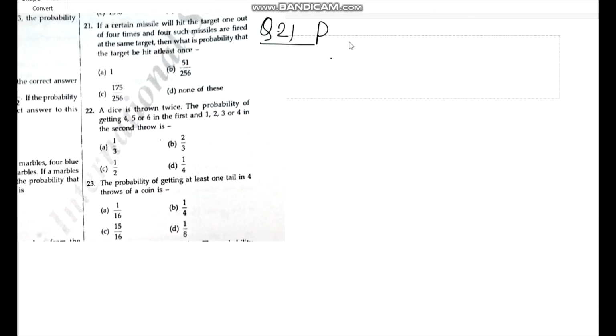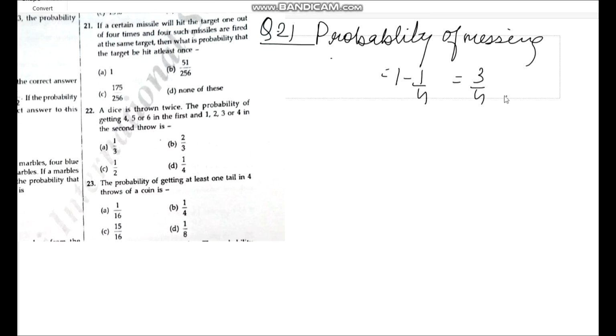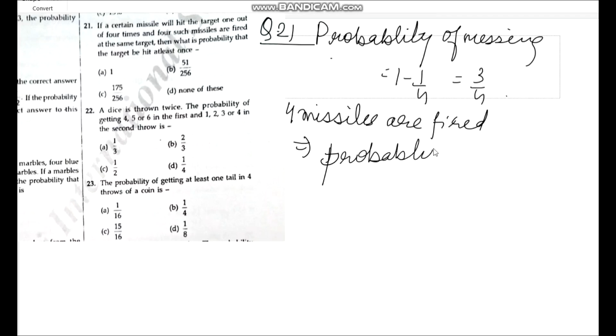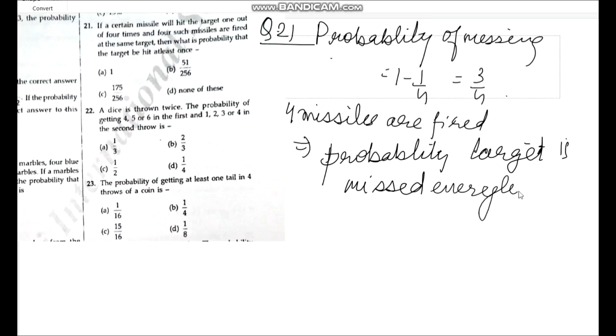Probability of the missile missing is equal to 1 minus 1 upon 4, which is 3 by 4, right? Now 4 missiles are fired. So I can say the probability that the target is missed every time is 3 by 4 to the power 4, which is equal to 81 upon 256, right?